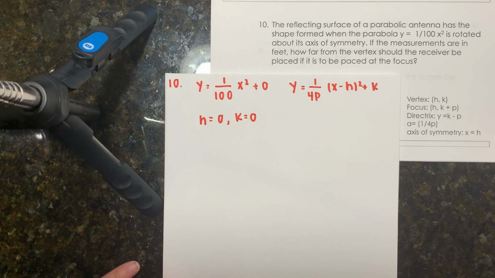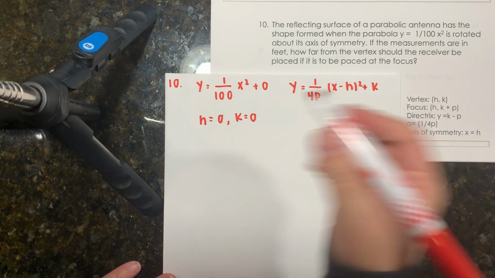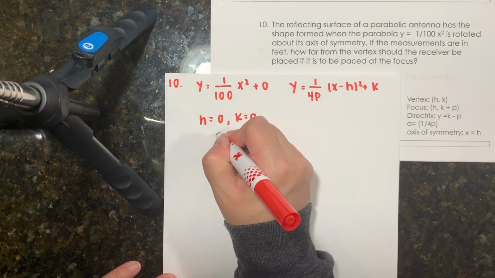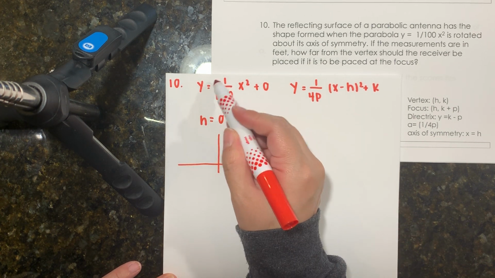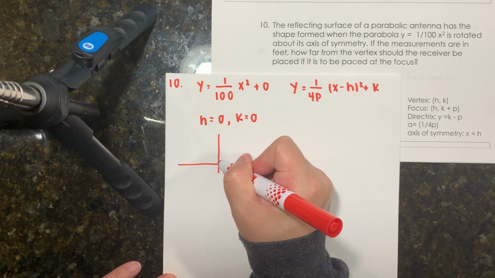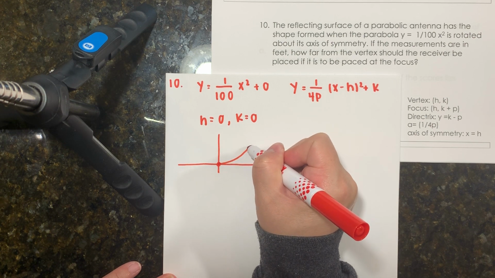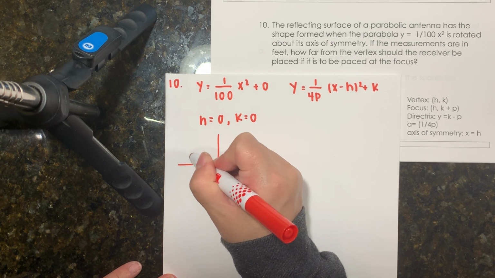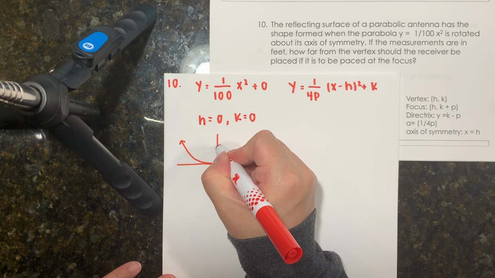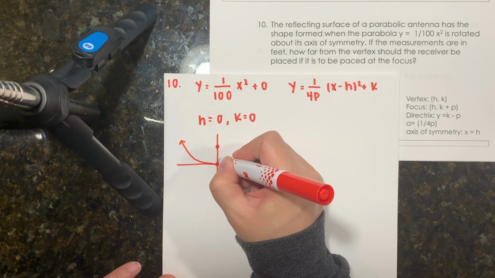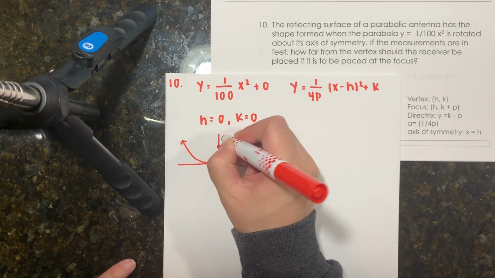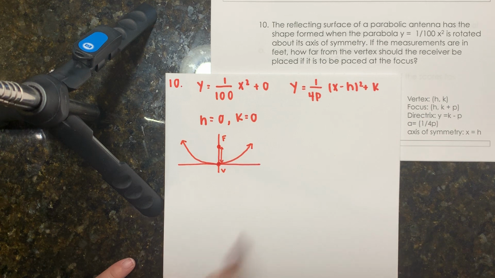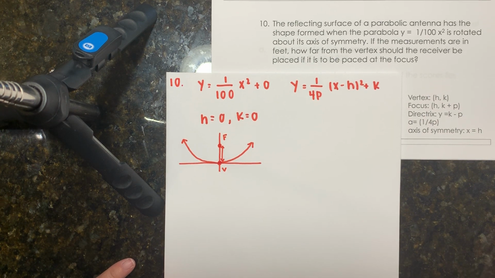And now what we're trying to do is find the focus. If I were to draw this diagram, I know that it's a positive parabola because it opens up, since this is positive and it's starting at the origin. So it should look like this. What we're trying to find is the distance between the vertex and the focus. So this is the vertex, this is the focus. We have to find this distance right here.